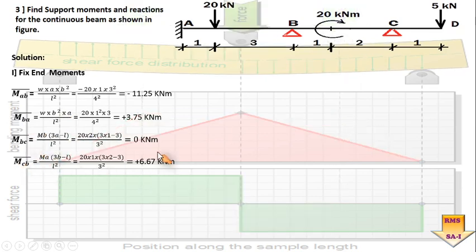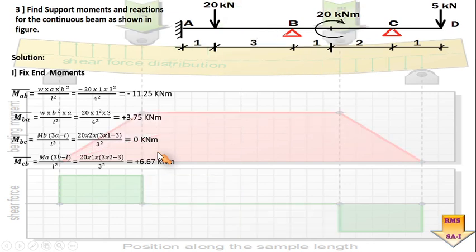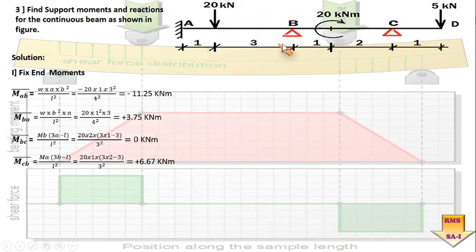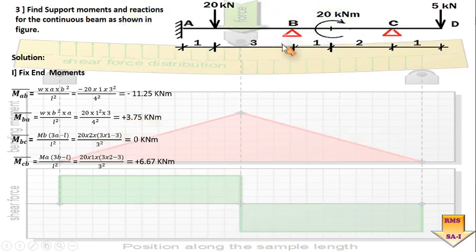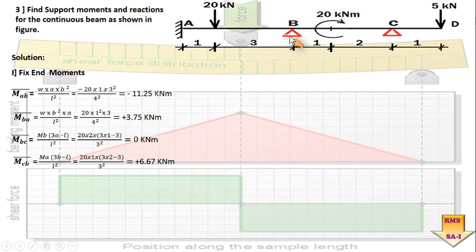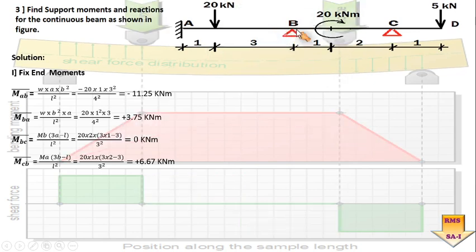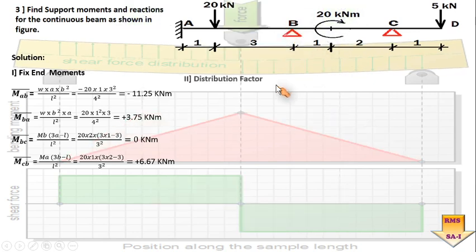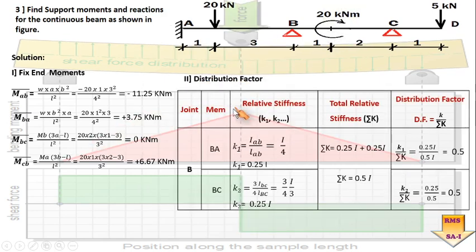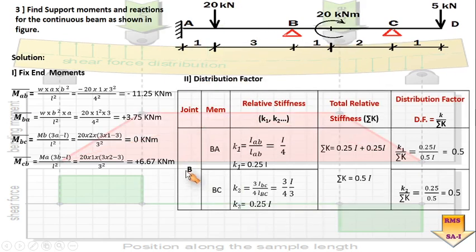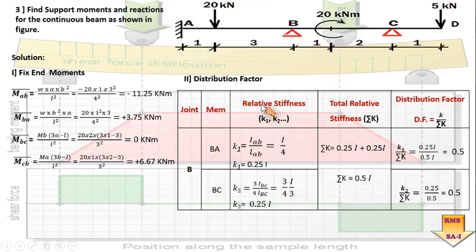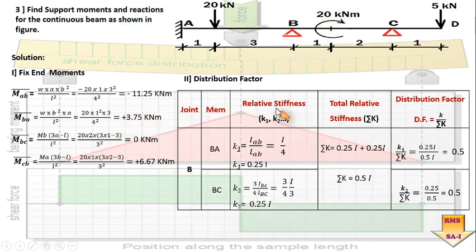After finishing with the very first thing, the second thing we know what is to be done. We are going to focus on a joint where a few members are meeting. So this is the first joint we are going to take into account, where two members are meeting, BA and BC, for which we have to find out the distribution factor. Is it okay? So about joint B, there are two members meeting. For each individual member, I have to find out the relative stiffness.